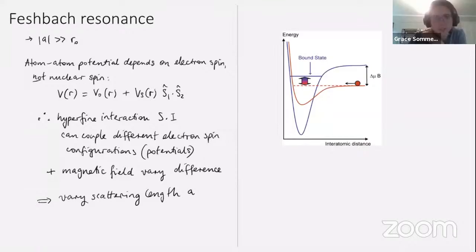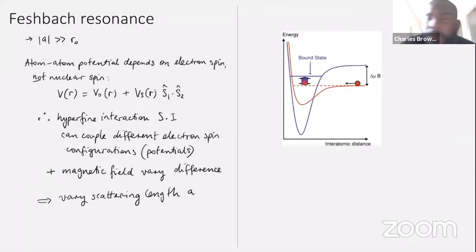To clarify, I thought the red curve was for the triplets, and the singlet was the one that had the bound state. Yeah, sorry, I might have misstated. The singlet one has the bound state, and the triplet one, well, I guess they're actually very deep, so they always have bound states, but anyway.